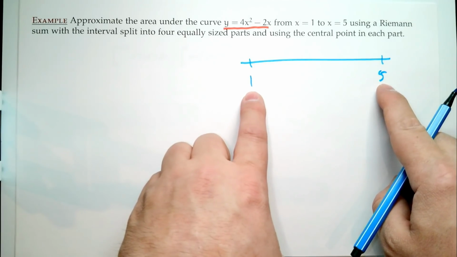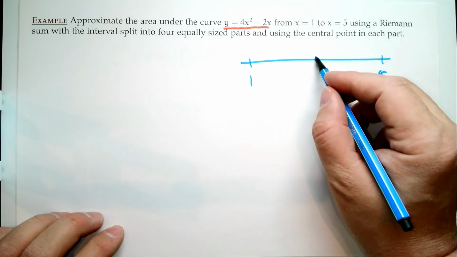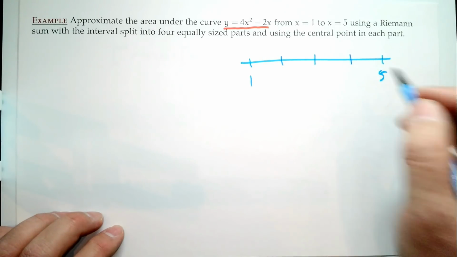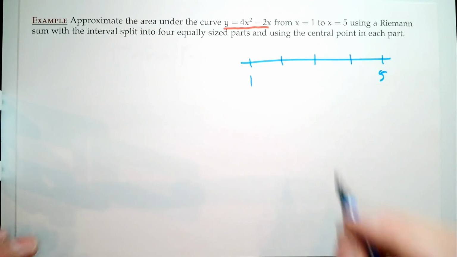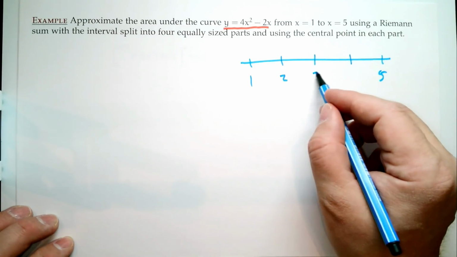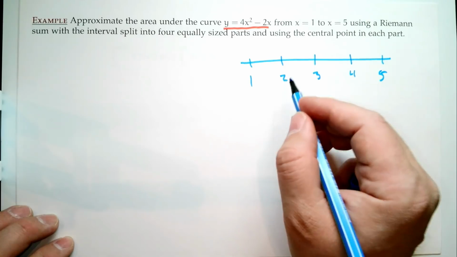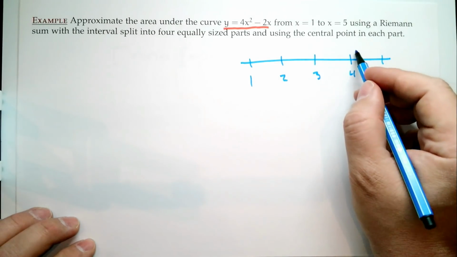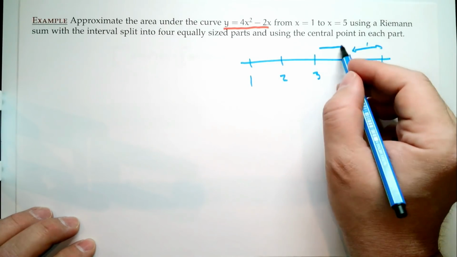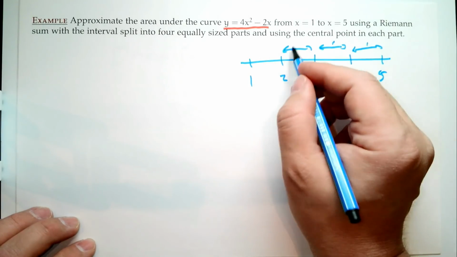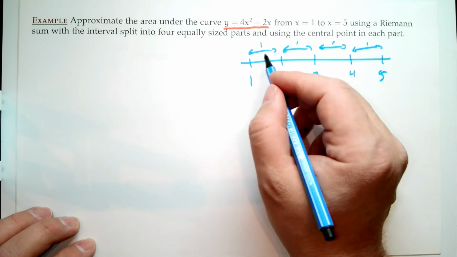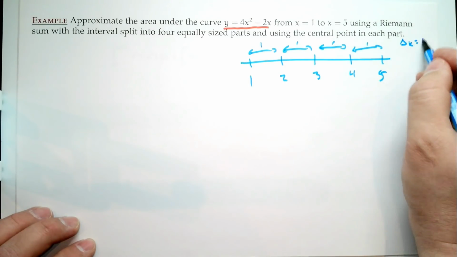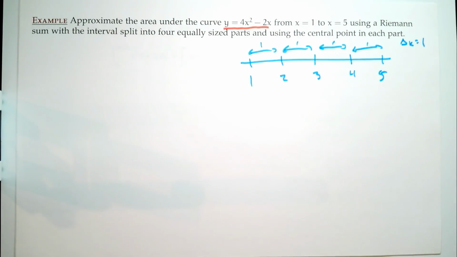We want 4 equal parts, which means we want to make it so the parts all have width 1. So 4 over 4 is 1. So that means that our 4 equal parts are going to be 1 to 2, 2 to 3, 3 to 4, 4 to 5. Now, those are our intervals. And one thing that's important to note is that all the widths here are 1. Okay, well that's a part of the expression. So these are our delta k's. They're always 1.